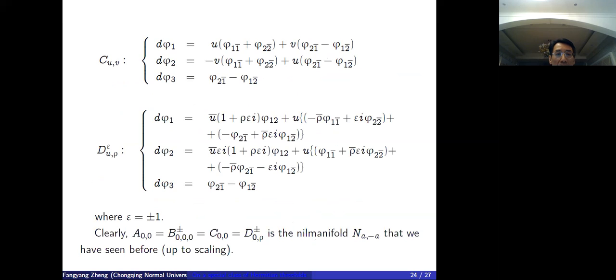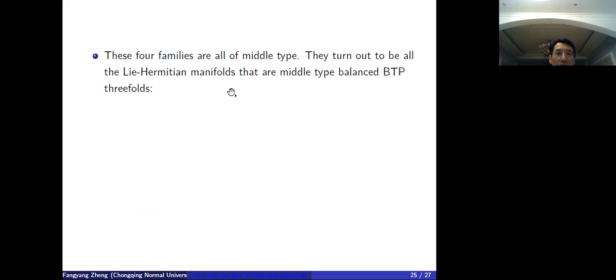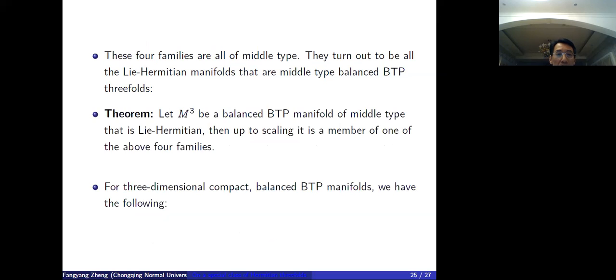So when the parameters are 0, they all reduce to the nilmanifold case. So in a way, you can think of them as the nil threefold, deformed out, right? So these ABCDs in general are not nilpotent anymore, right? So these 4 families are all the middle types, if you require it to be a Lie group to begin with, right? So we call them Lie Hermitian manifolds. Then up to scaling, this is a small classification theorem.